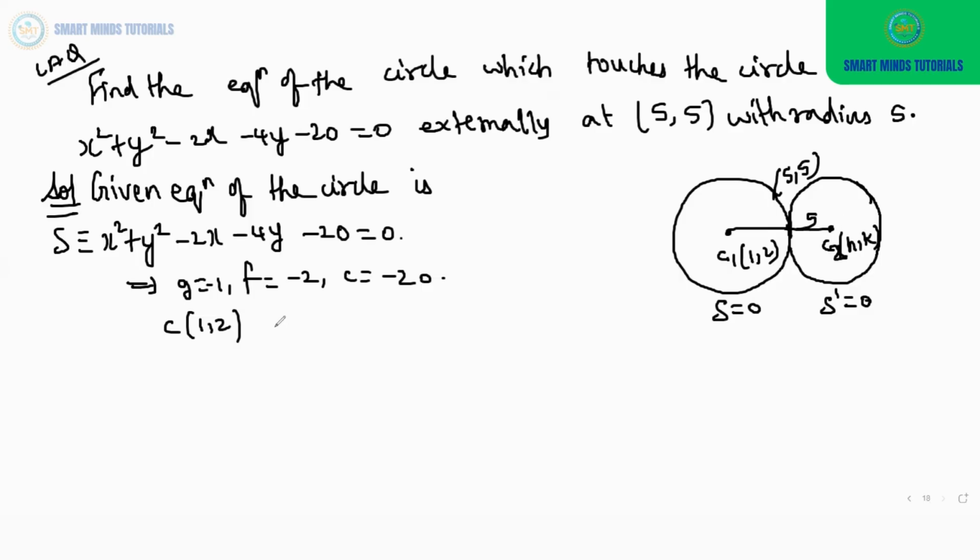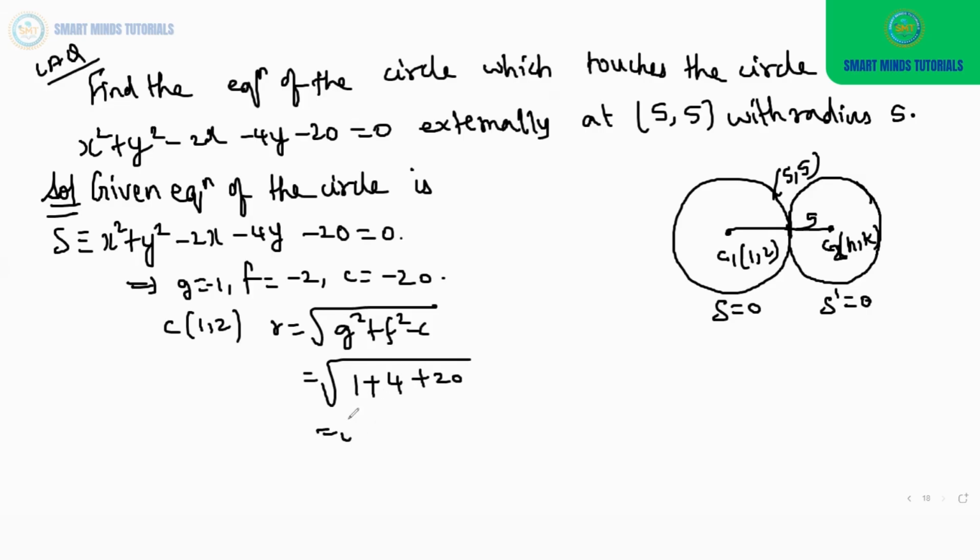Now let us find the radius for the known circle. Root over g square plus f square minus c: 1 plus 4 minus of minus, plus. So that is 25. That is 5. So this is also 5. Understood?